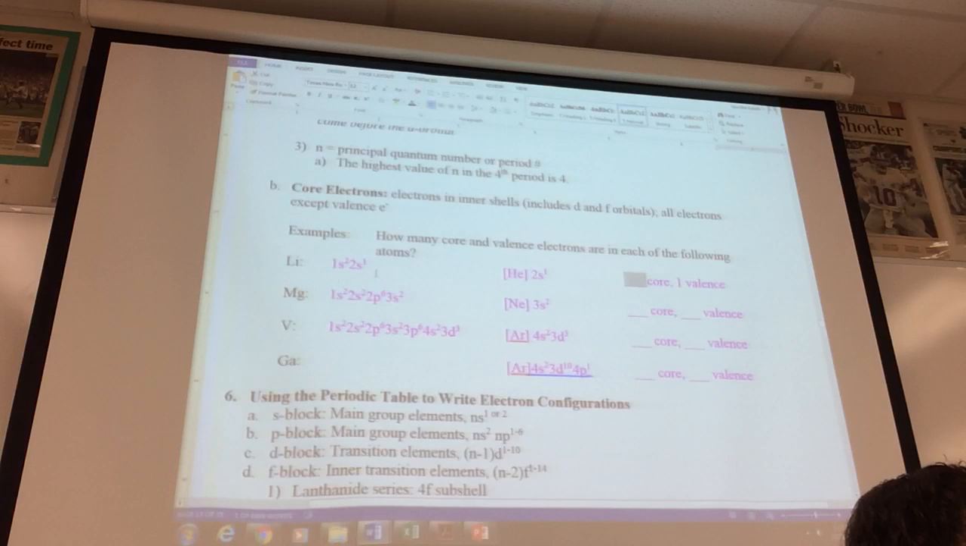It has 3 electrons in total. It has 2 core electrons. So you can just do the atomic number minus the number of valence electrons to get core. So for example, magnesium has 2 valence electrons, the electrons in the 3s subshell. And how many core electrons does it have? 10, 12 minus 2.